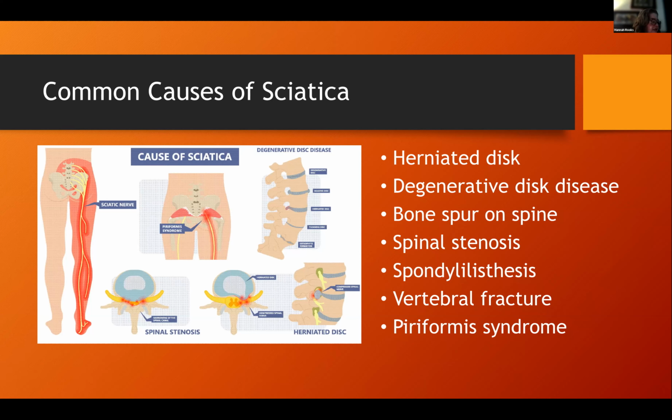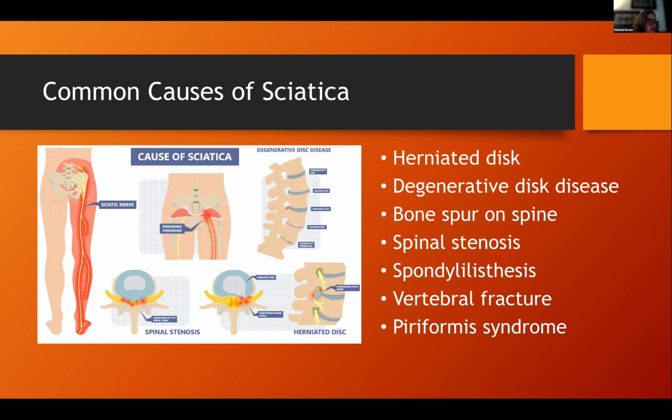Another common cause is degenerative disc disease. So the vertebral disc can wear down with age, and if they become too thin, the space between each vertebrae becomes compressed, which puts pressure on the sciatic nerve root. If the outer covering of the disc wears down, the fluid from the disc may leak out and irritate the sciatic nerve.